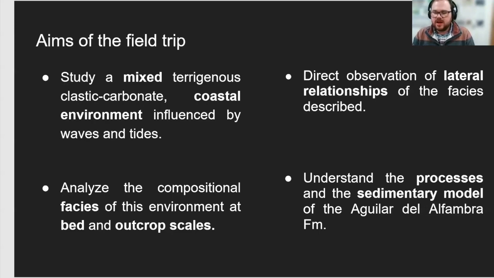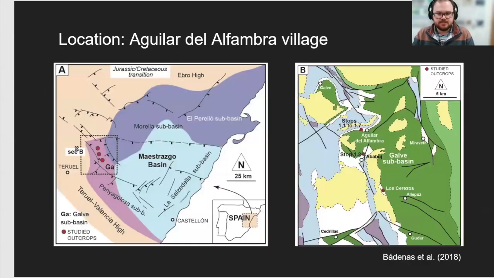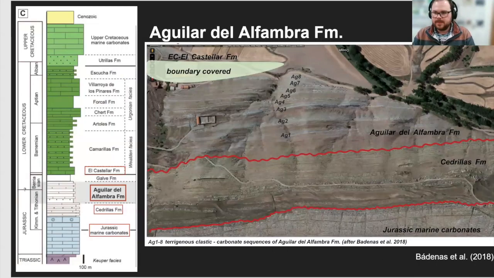So the overall aim of this day was to study a mixed heterogeneous clastic carbonate coastal environment that was influenced by both waves and tides. So we were working in the Galve subbasin, which is in the western part of the Maestrazgo Basin. The subbasin was bounded by major extensional faulting, which was generated in association with latest Jurassic to mid-Albian rifting. So you'll see that the Aguilar del Alfambra Formation contains several erosive unconformities.